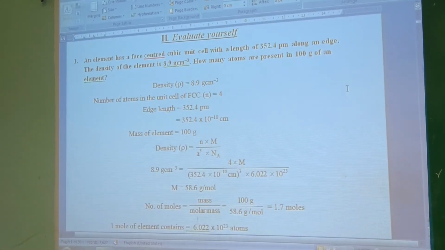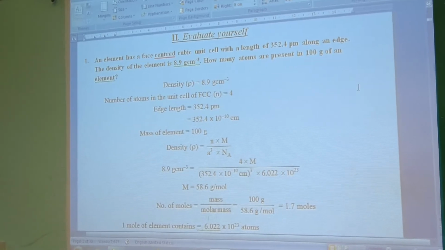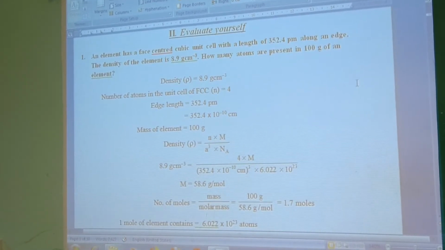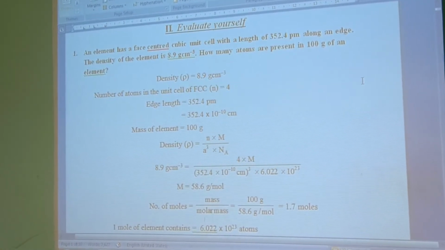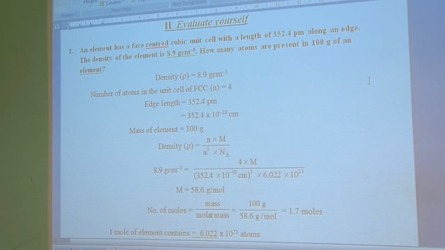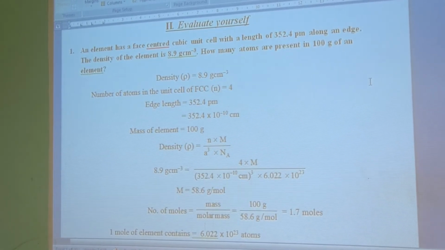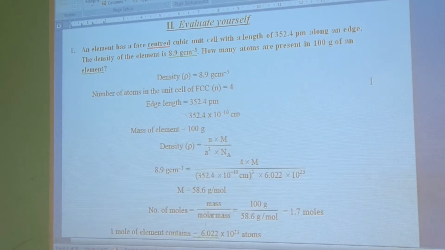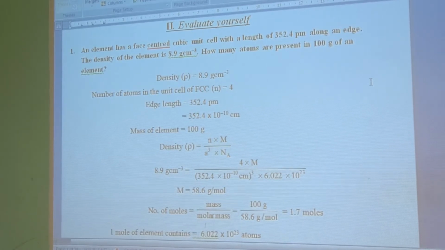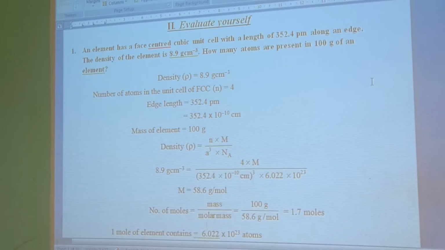An element has a face-centered cubic unit cell with a length of 352 picometer along an edge. The density of the element is 8.9 gram per centimeter cube. How many atoms are present in 100 gram of the element? That is the question. How to solve this sum? What are the details given?